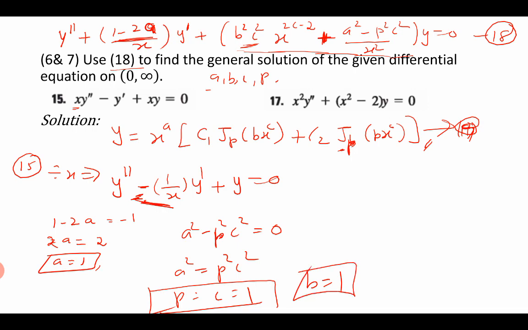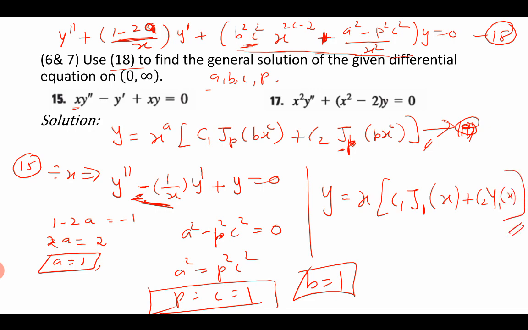So just comparing the terms, we will find a, b, c and p. Therefore the general solution y is equal to x power 1 c1 J1 of x, since b is 1, x power 1, c is also 1, plus c2 Y1 of x. That is the end of this problem. Try the second one yourself. You want me to solve the second as well? Okay, we'll do it.